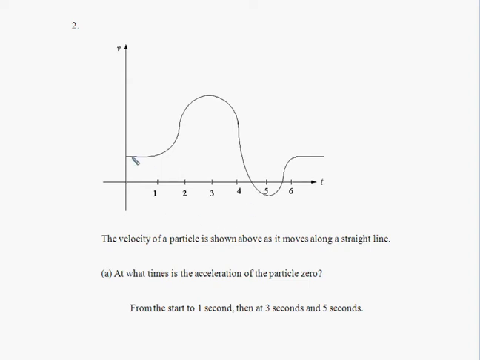So we can see from the start to 1 second, there's no acceleration. At 3, there's no acceleration because it stops accelerating and starts to decelerate. And then at 5, it's going to be 0 again. And we could probably say after 6 at that point there as well.